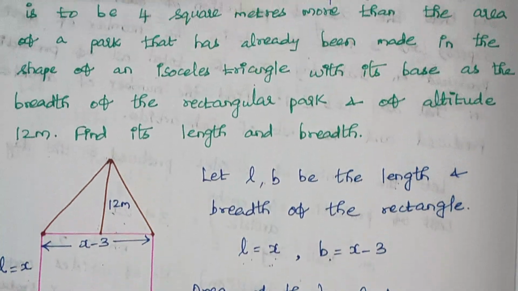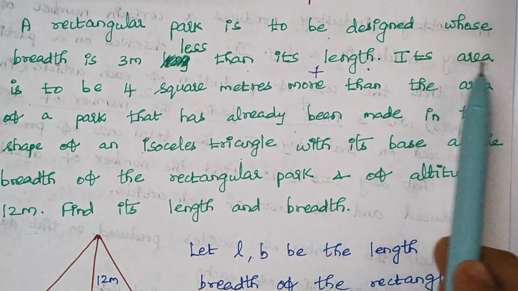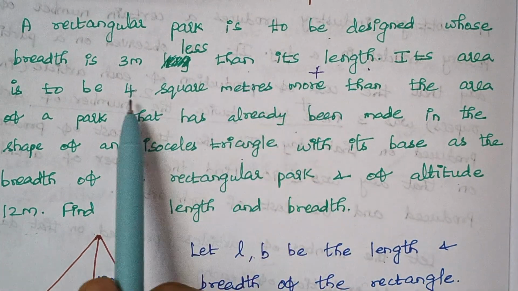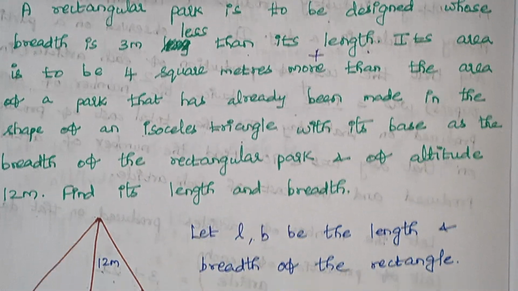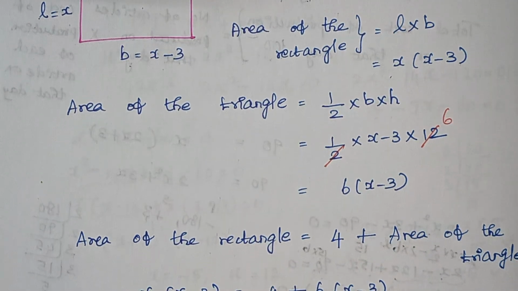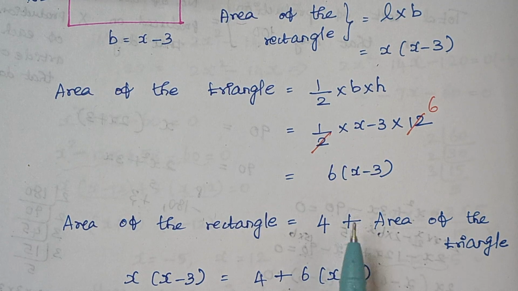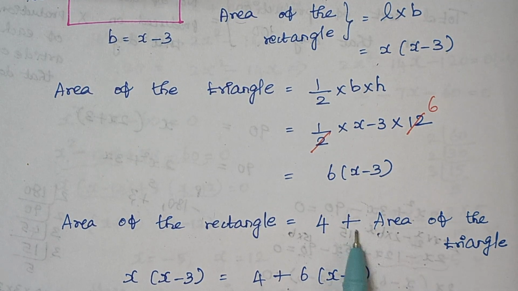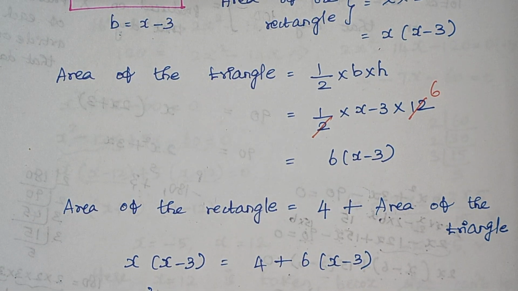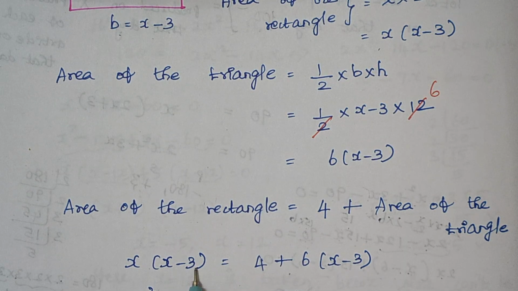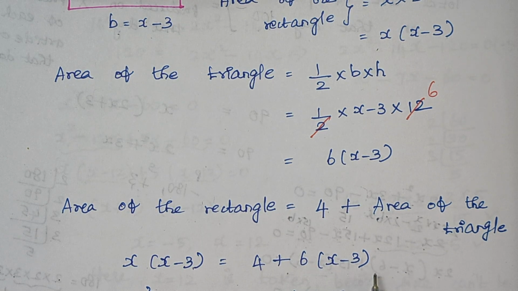In the problem it is clearly mentioned that the two areas are related. That is, the area of the rectangle is 4 square meter more than the area of the isosceles triangle. So we will make a statement out of it. Area of the rectangle is 4 meter square more than, and more than indicates a plus sign, plus area of the triangle. Now just substitute the values. Area of the rectangle is x into x minus 3. 4 plus area of the triangle is 6 into x minus 3.